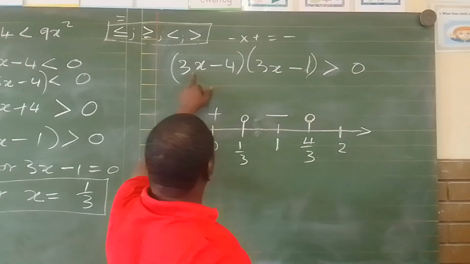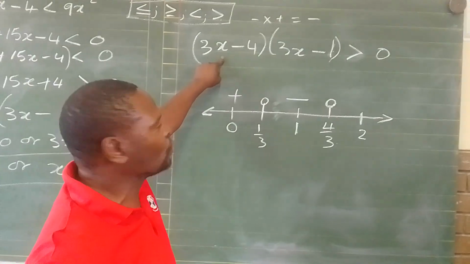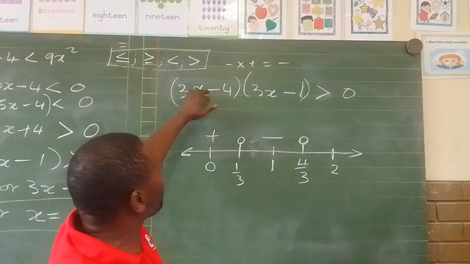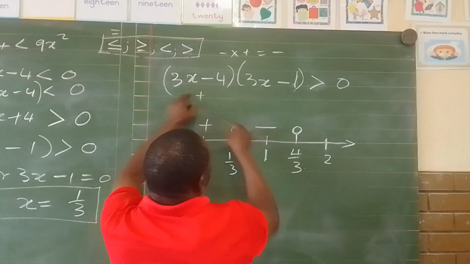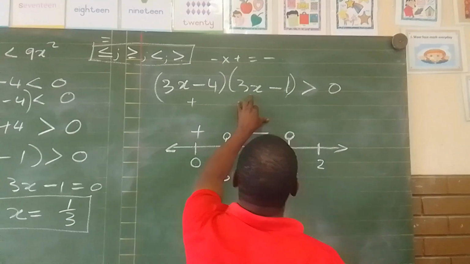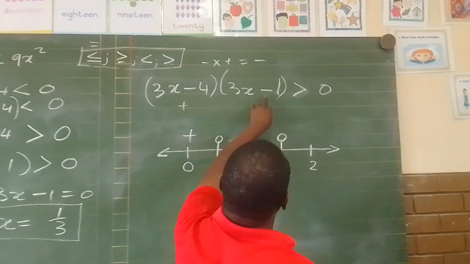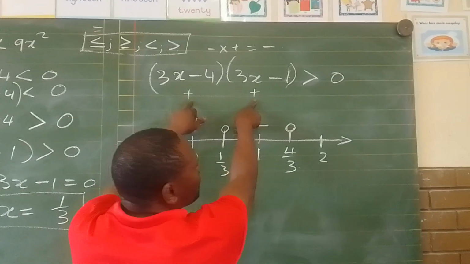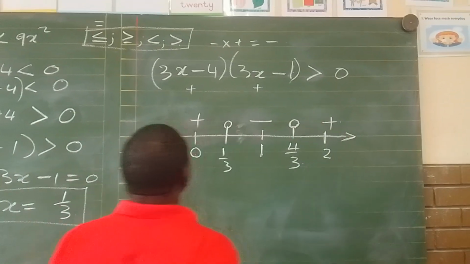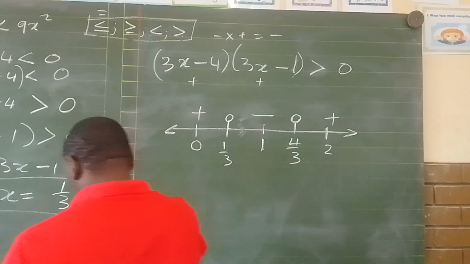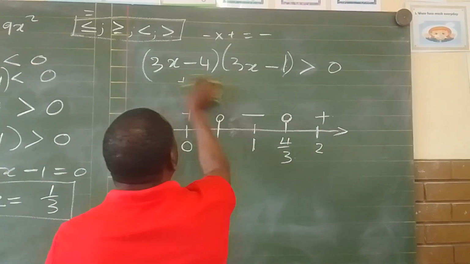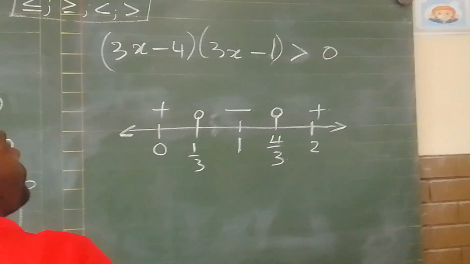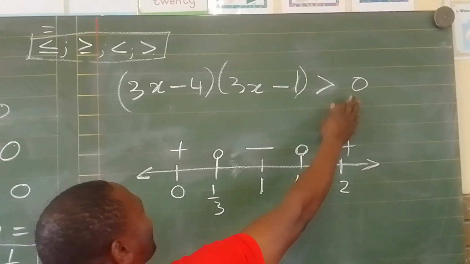The same applies here. You take a 2, you plug it in here, you multiply 3 times 2, you get a 6. 6 minus 4, you get a positive 2. You have a positive number here, then you come here, you take a 2, you plug it here, you multiply 3 times 2, you get a 6. 6 minus 1 is 5. 5 is a positive number. A positive times positive is positive. Now you go back. You go back to check your equation. The equation says the whole thing must be greater than 0.